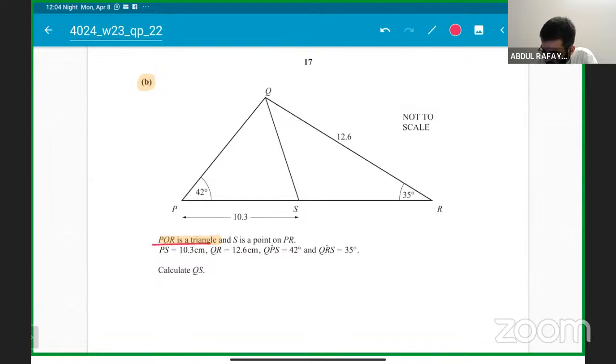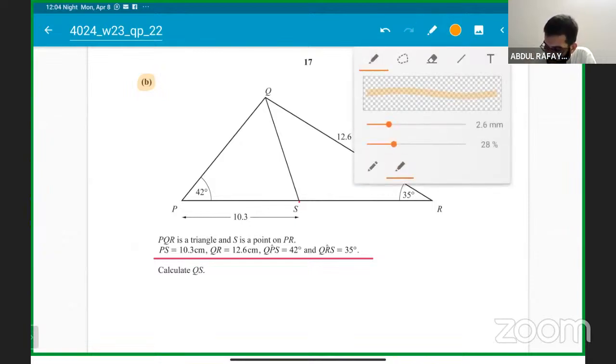So sir, we can see PQR is a triangle and S is a point on PR, so S is this point. So the values are given, PS is 10.3, QR is 12.6, QPS is 42 degrees, and QRS is 35 degrees. So what you have, students, is basically some measurements, some angles, some values given.